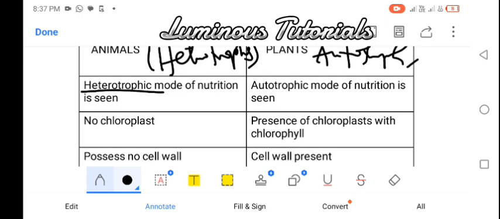And the mode of nutrition you see in them is what? Because it's autotrophic mode of nutrition, which I say is also called what? Holozoic in our previous video. Is that not? Now let's continue.